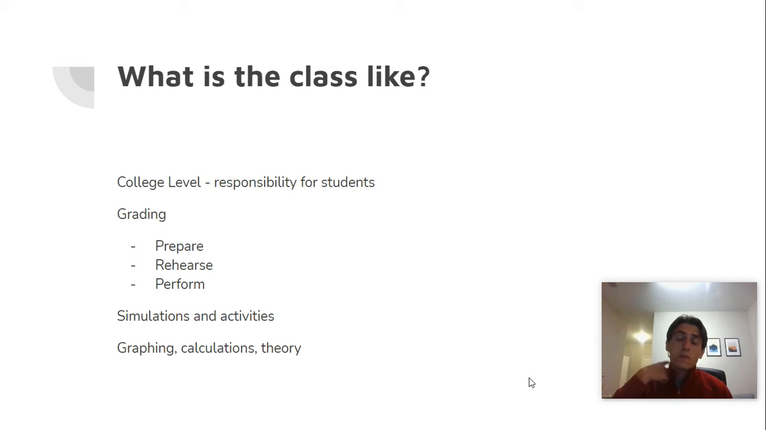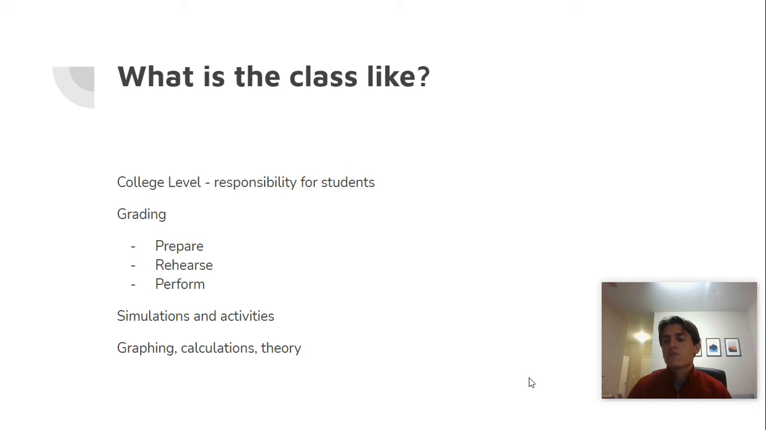Grading. So the prepare grades are the smallest. In this course, that's going to be mostly reading assignments. Rehearse grades are the second biggest group. That's going to be problem sets. So there's going to be 1 or 2 problem sets per unit. Those assignments are really going to help students practice the material before we get to the perform assignments, which are mostly going to be unit tests.